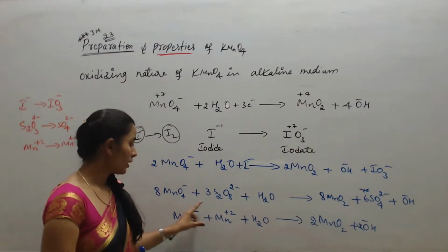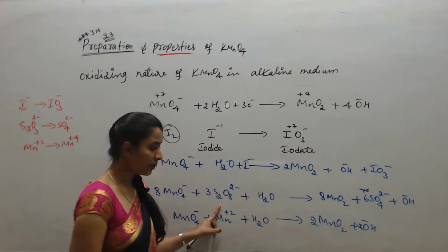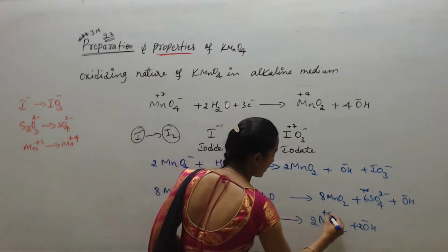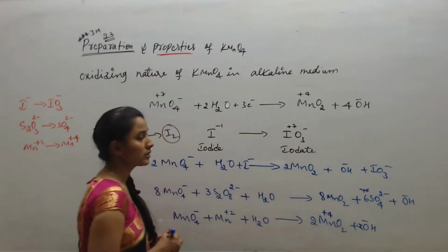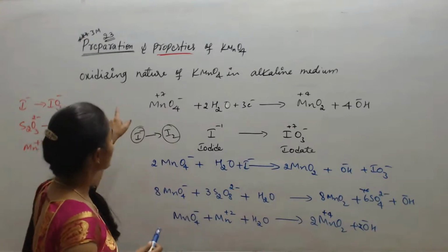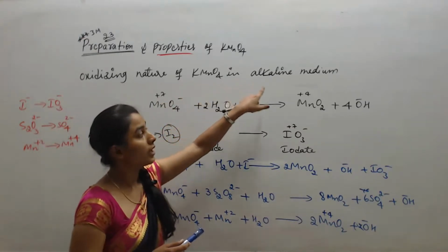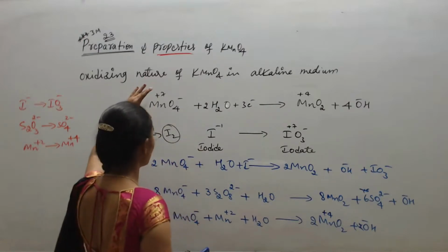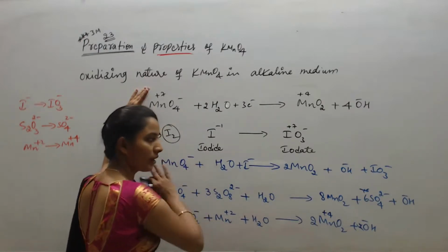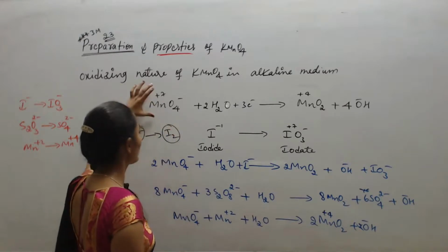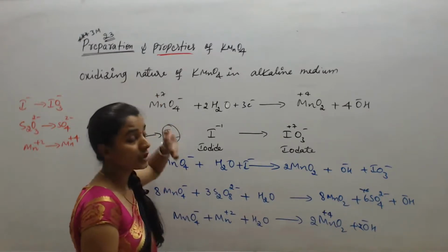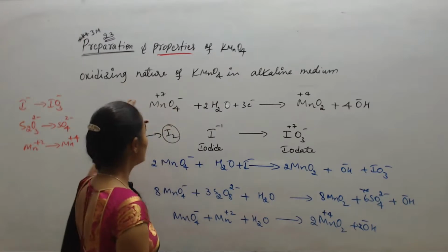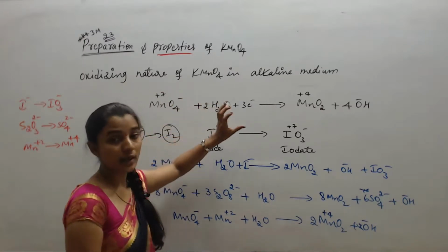This permanganate ion reacts with a plus 2 compound of Mn, meaning it changes to the plus 4 state. So this is all about the oxidizing nature of KMnO4 in alkaline medium. You have to remember only one thing; students will never be asked more than this. You just remember what oxidation change takes place in the alkaline medium as well as the acidic medium.